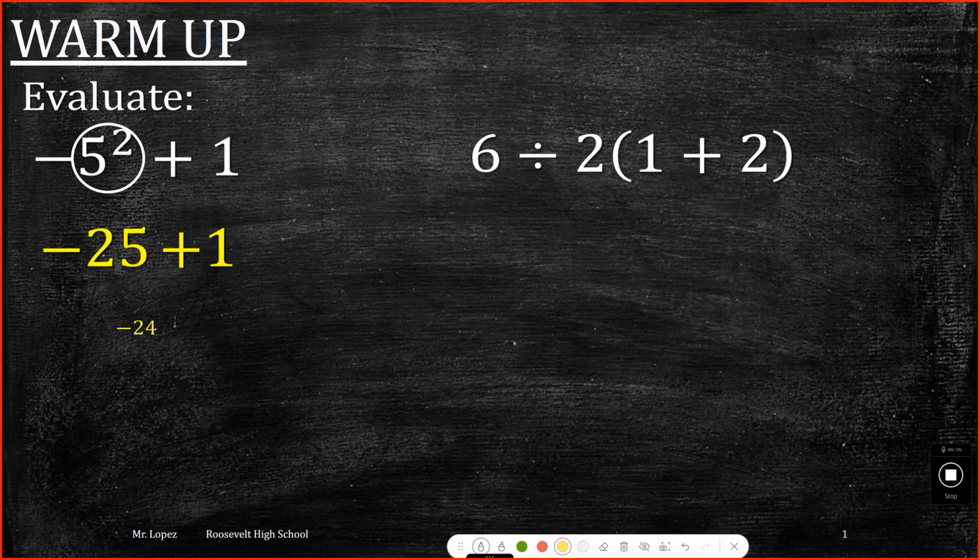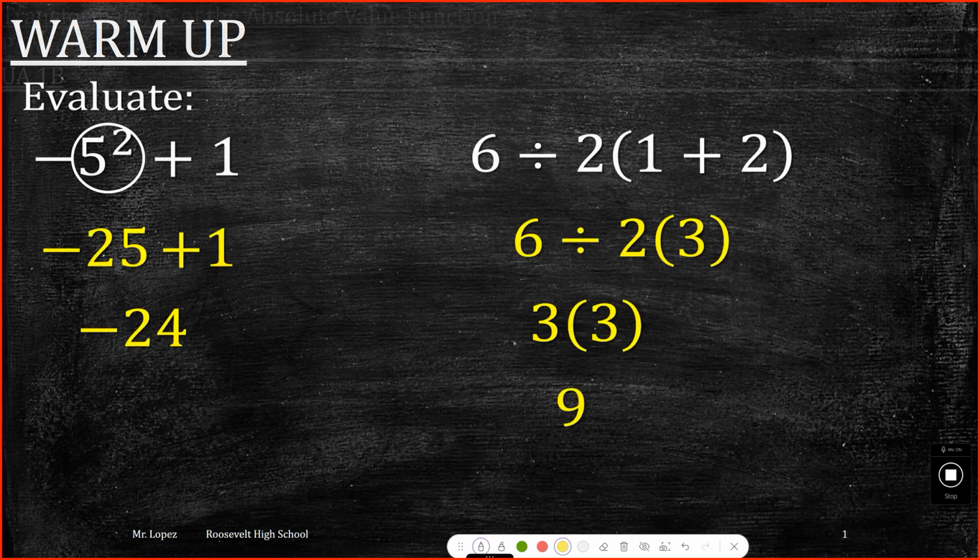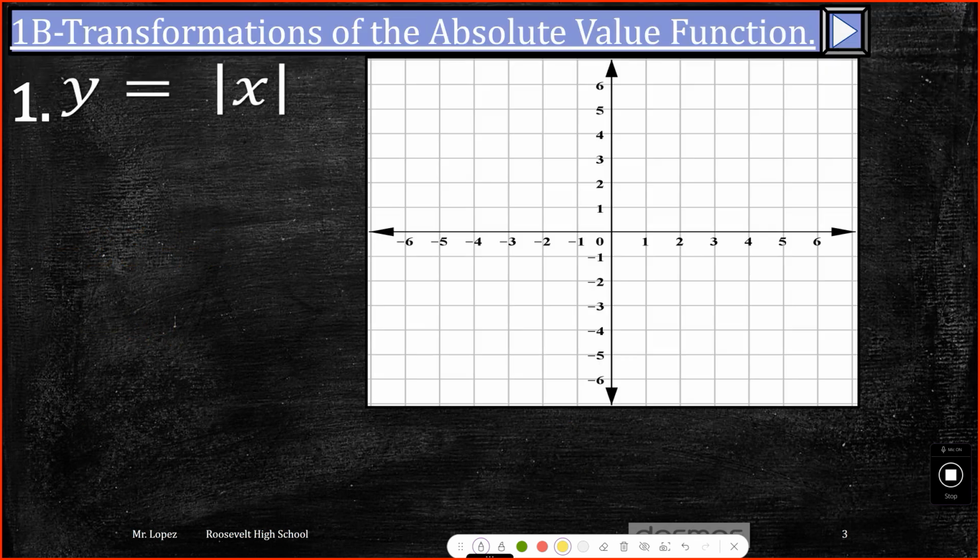All right, lesson for today is 1B, transformations of the absolute value function. Pause the video, have everything ready. All right, so how do you graph an absolute value function? What does it look like on a graph?